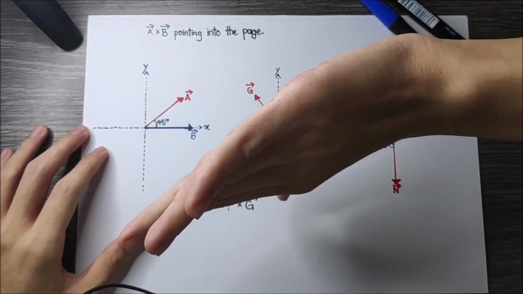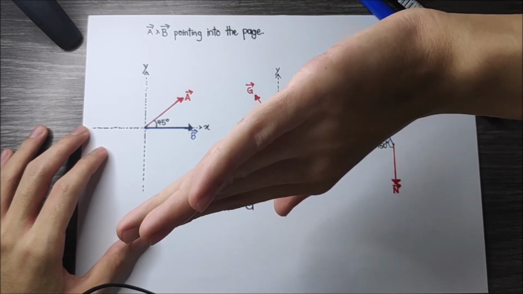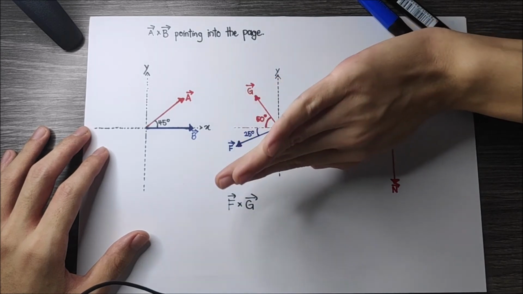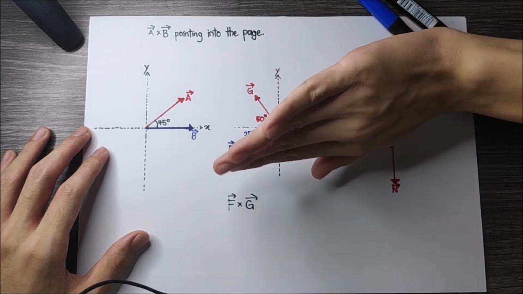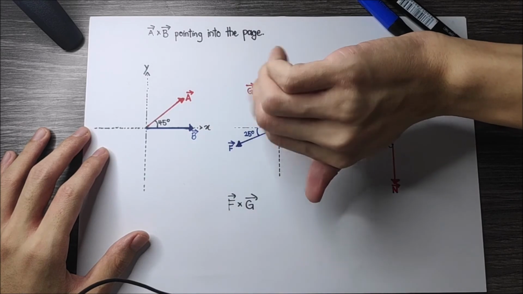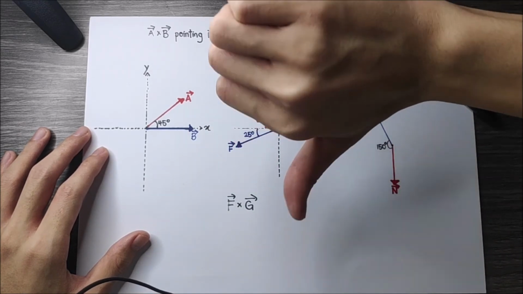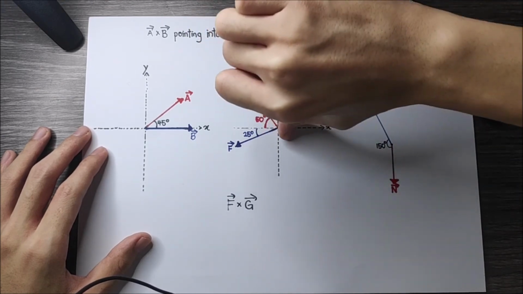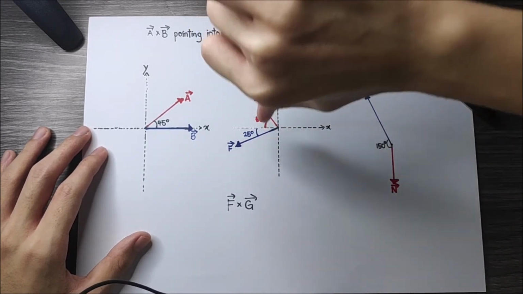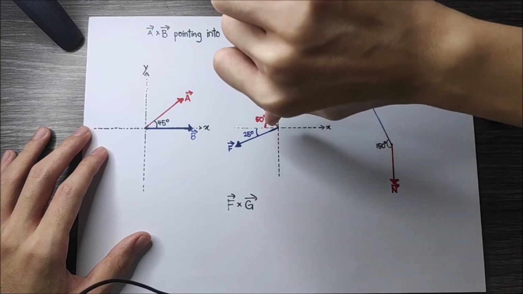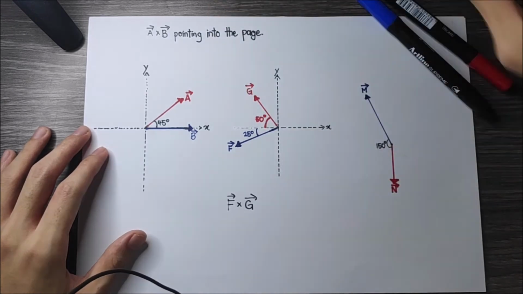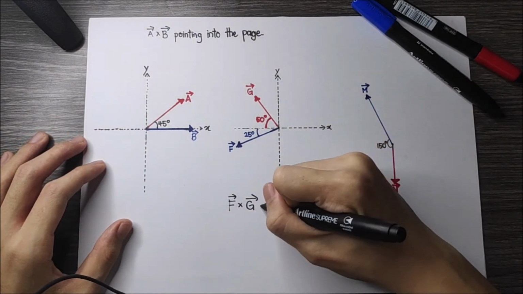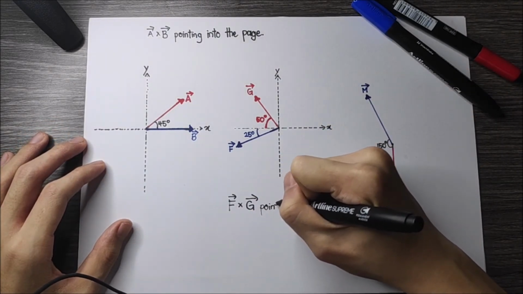Okay, so once we have done that, swing our fingers, check whether we are able to swing from f to g. So we are able to swing from f to g, right? That means the positioning of our hand is correct. So our thumb is pointing where? Our thumb is pointing into the page. That's why the direction of the vector product f cross g is pointing into the page as well.